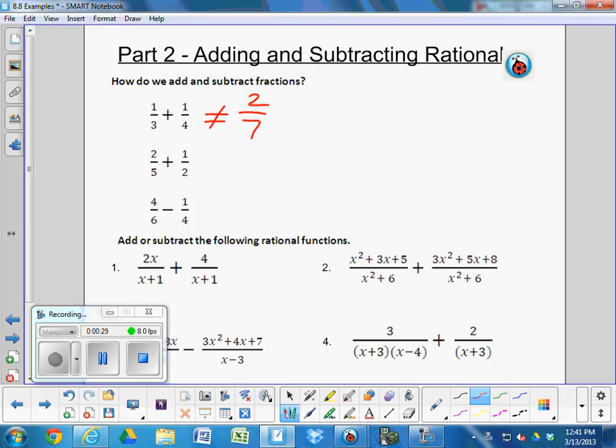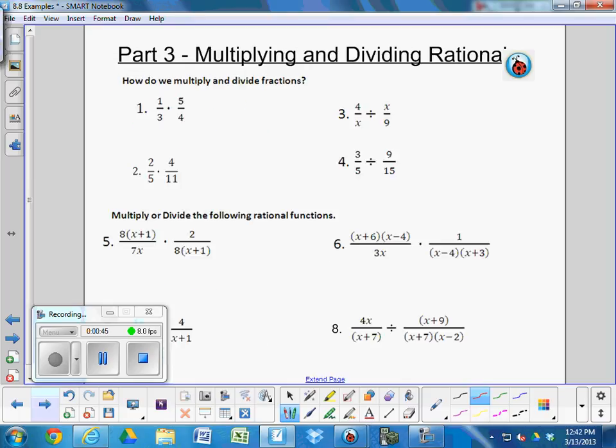Think about the fraction of a candy bar. If you take a third of it and add a fourth of it, you'd have a lot more than 2/7 of it, right? So that doesn't make sense. For adding and subtracting, you need to try to get a common denominator. For multiplying, you do not. For multiplying, it's the easiest of all 4 operations. With fractions, you just multiply the top, multiply the bottom.